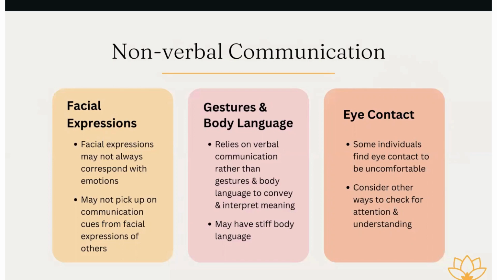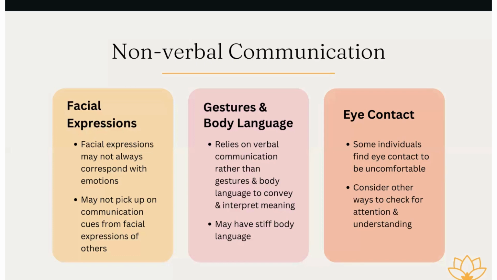Again, individuals on the autism spectrum tend to be very literal and direct with their communication, and they may best understand that when it's communicated verbally through other people as well. If you are expressing yourself through facial expressions and not also corresponding that with the words that you're using to communicate to an individual on the autism spectrum, they may have a hard time picking up on those cues from facial expressions. So they might need support in understanding and interpreting those facial expressions.